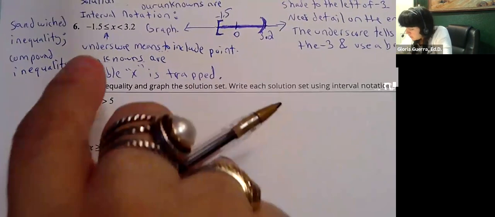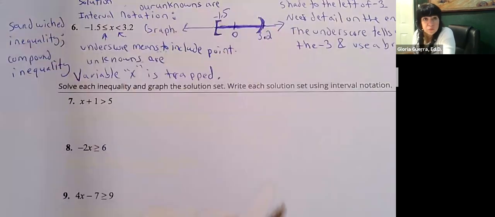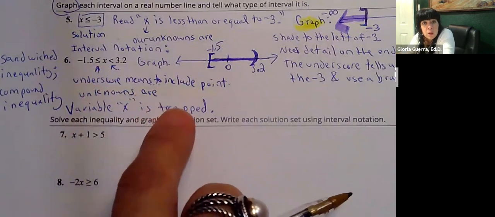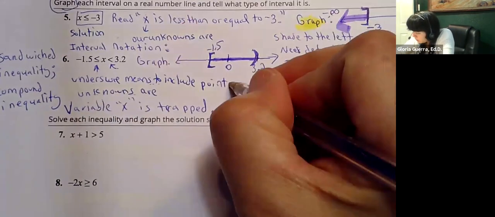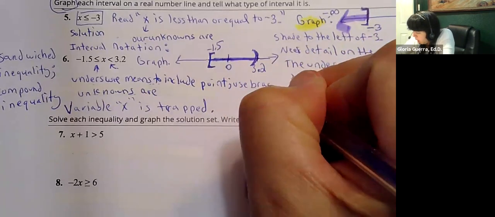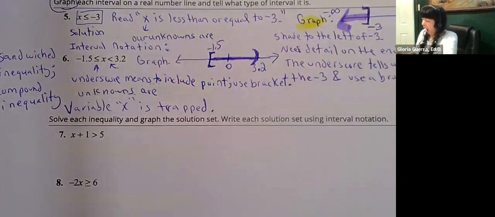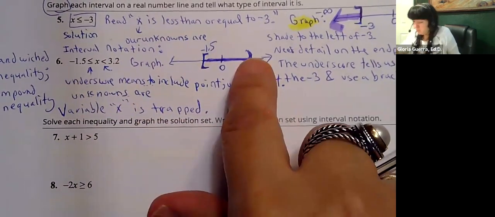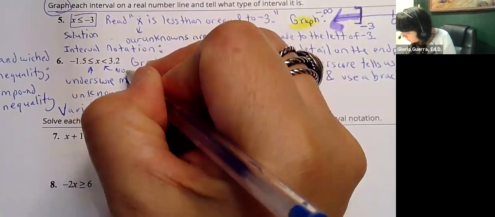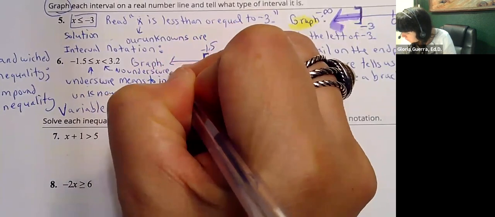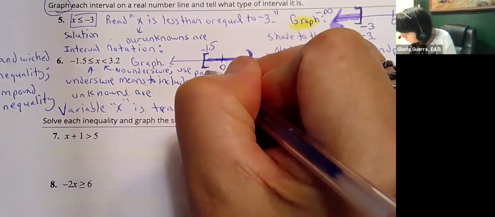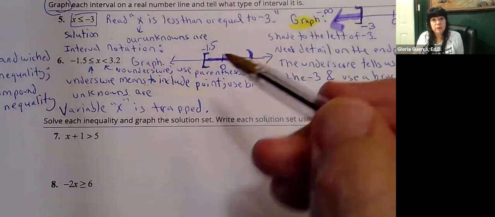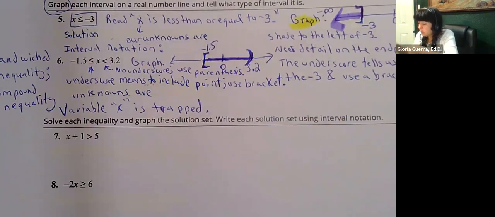Okay, so see here, that there's no underscore. So here you have an underscore, so you want to include the point. You want to use a bracket. Whereas over here for 3.2, there's no underscore, so you want to use parentheses. Okay, so there's your graph for that compound inequality.